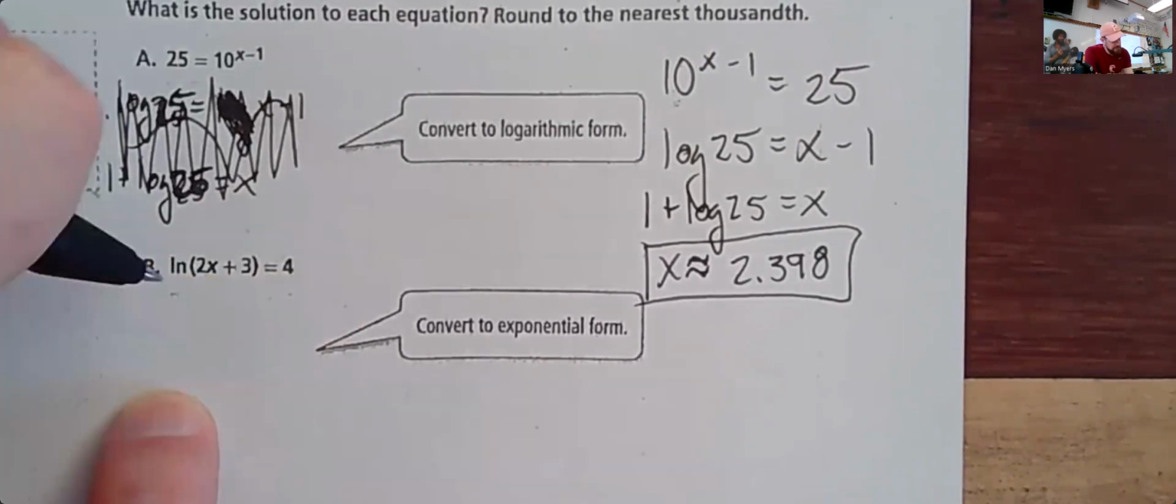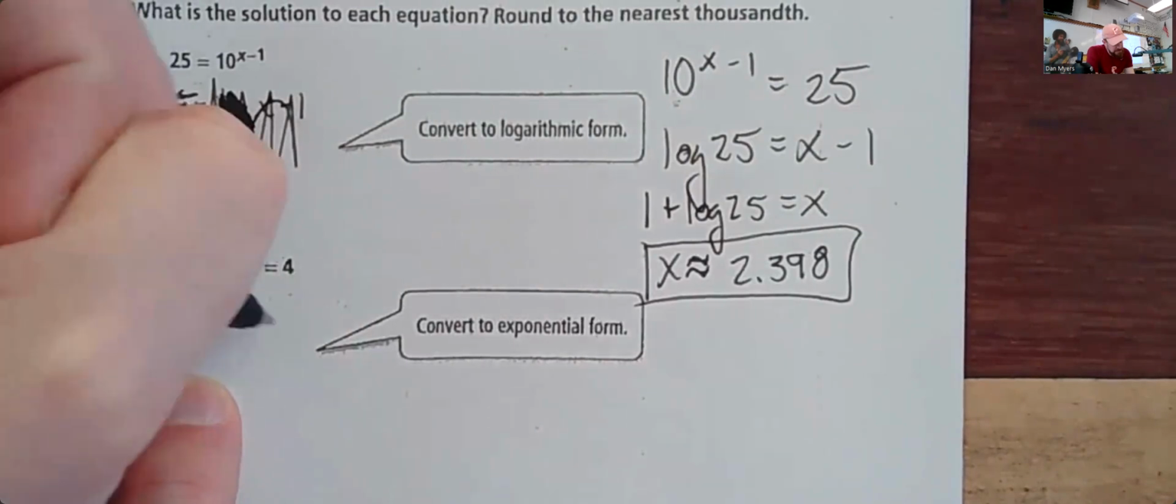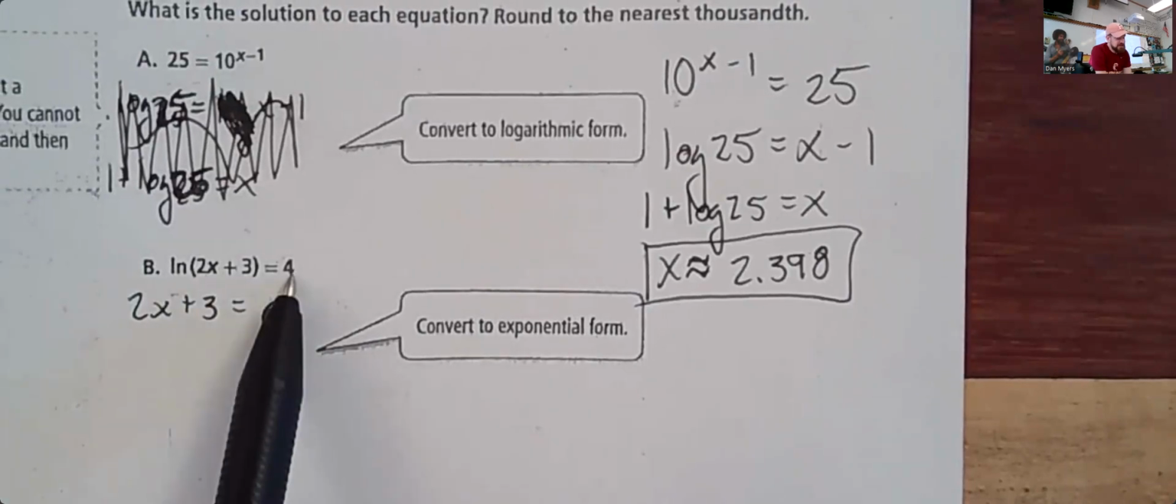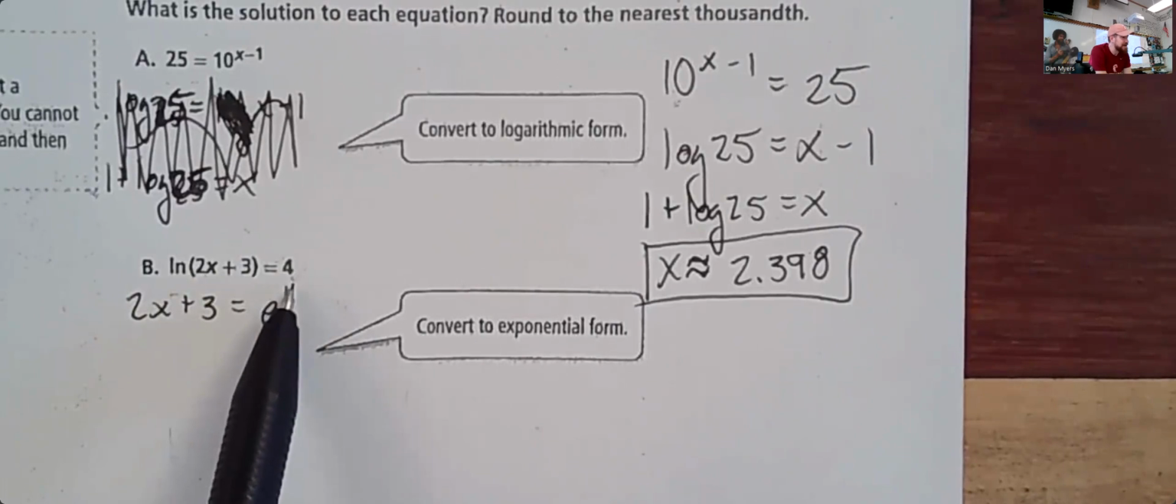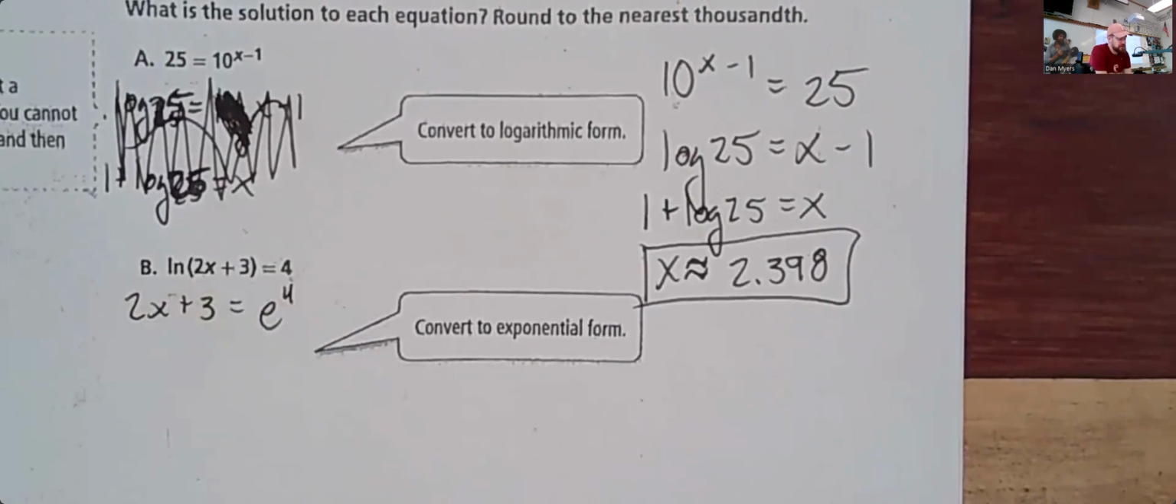So we can write 2x plus 3 equals e to the power 4. Or you could write e to the power 4 equals 2x plus 3. But anytime you have ln, that's the natural log, the base value will be e. The value that it's equal to across the way, written in natural logarithmic form, is the exponent. This is the argument. So we're going to convert to that.